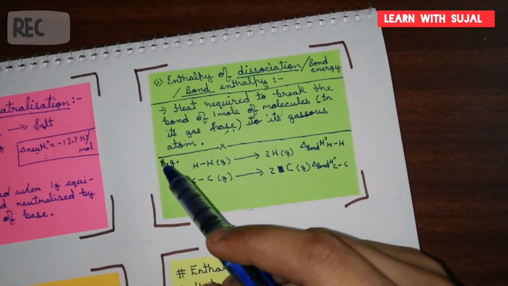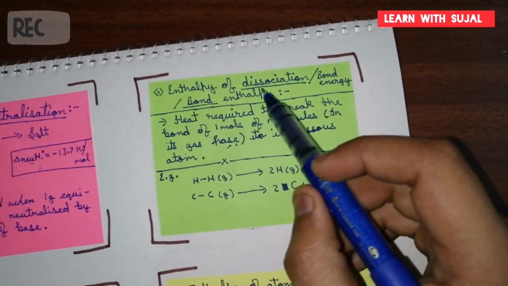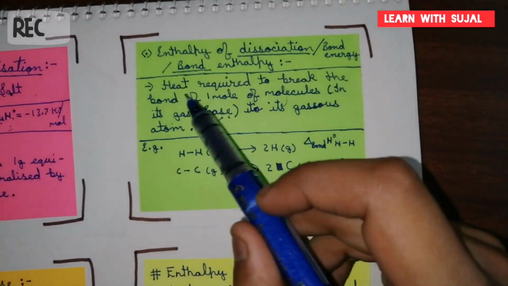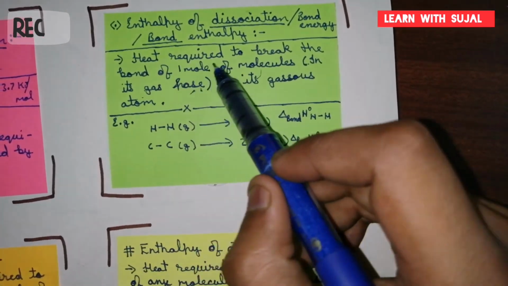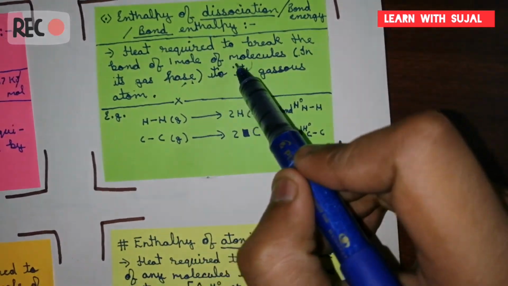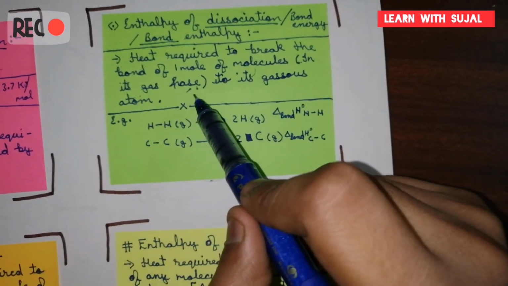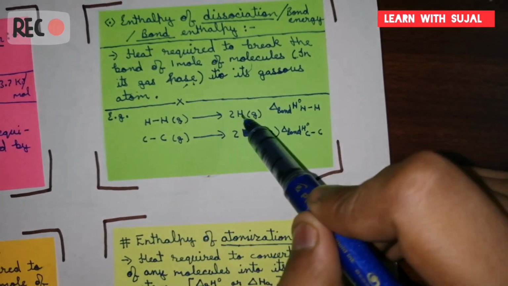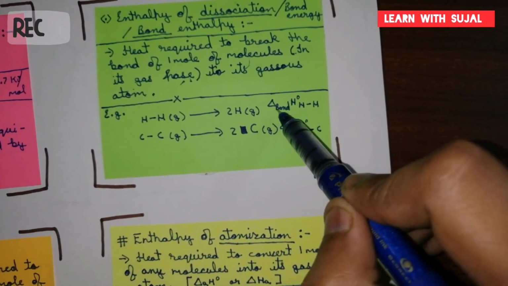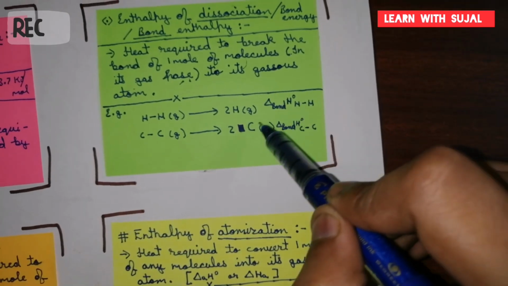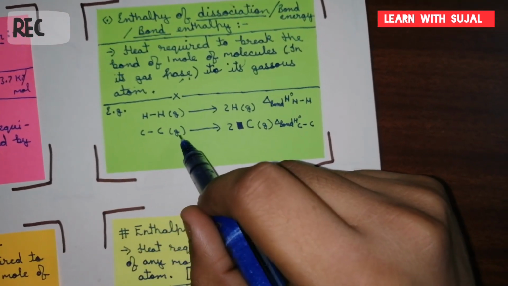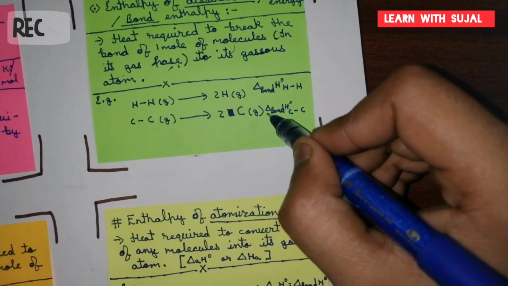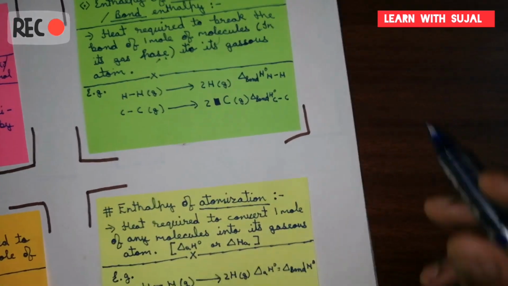So let's take another enthalpy, enthalpy 4, enthalpy of dissociation, also known as bond energy or bond enthalpy. It is defined as the heat required to break the bond of 1 mole of molecules in its gas phase into gaseous atoms, like hydrogen molecule to 2H gaseous, delta bond enthalpy of H-H, and C-C in gaseous state gives 2C, the bond enthalpy.